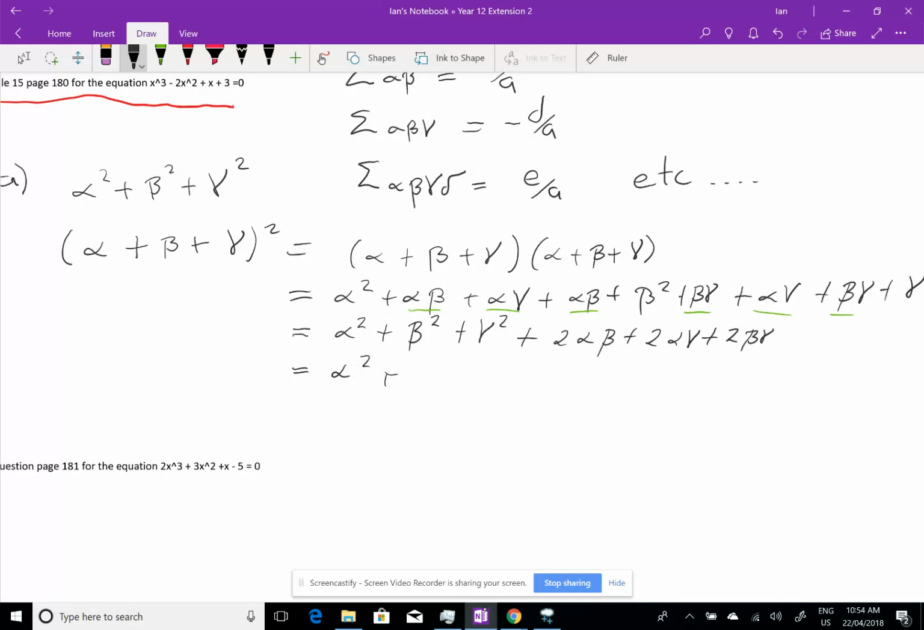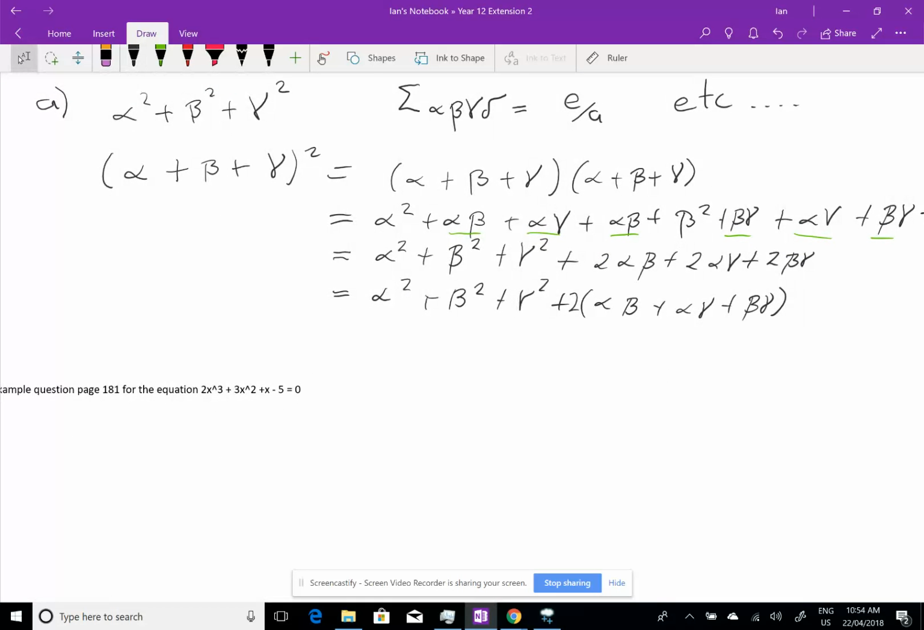which gives me alpha squared plus beta squared plus gamma squared plus 2 (alpha beta, alpha gamma, beta gamma). And now you can see where I'm going with this. This is what I want: alpha squared plus beta squared plus gamma squared. Here is the sum of the roots 1 at a time. Here are the sum of the roots 2 at a time, and I know what they are equal to.